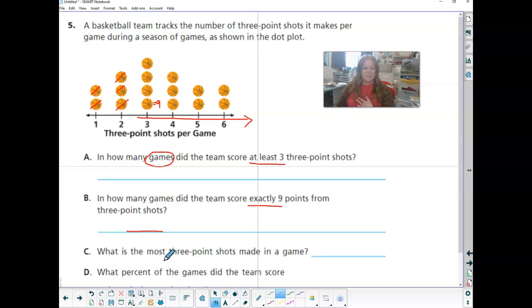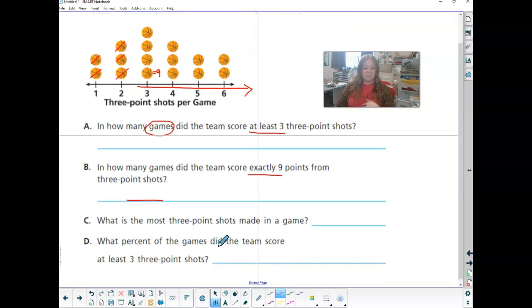Okay. What is the most 3-point shots made in a game? So right here are their 3-point shots. Which one is the most? So it's not asking which one happened the most. It's asking which one had the highest points. And then what percent of the games did the team score at least 3 3-point shots? So at least 3, we've already answered that.